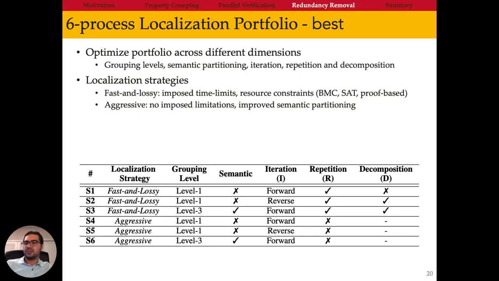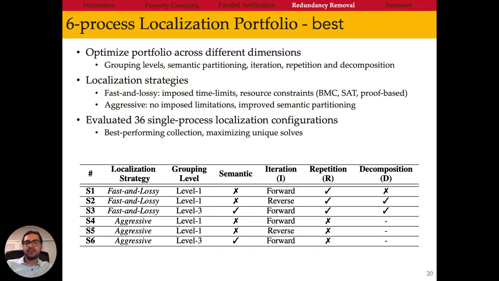The first strategy is fast and lossy, in which we run localization with imposed time limits and resource constraints on how much time and effort we spend performing bounded model checking and how much time we spend in individual state queries, and whether proof-based abstraction is enabled or not. The other localization strategy is called aggressive strategy, in which we impose no limitations on how we perform localization, but we do have a hook to either enable or disable semantic partitioning.